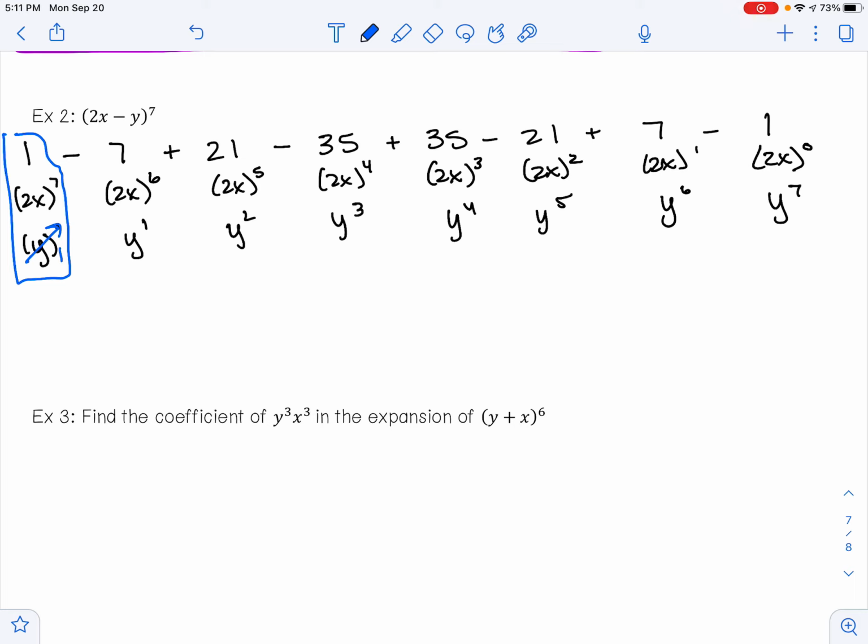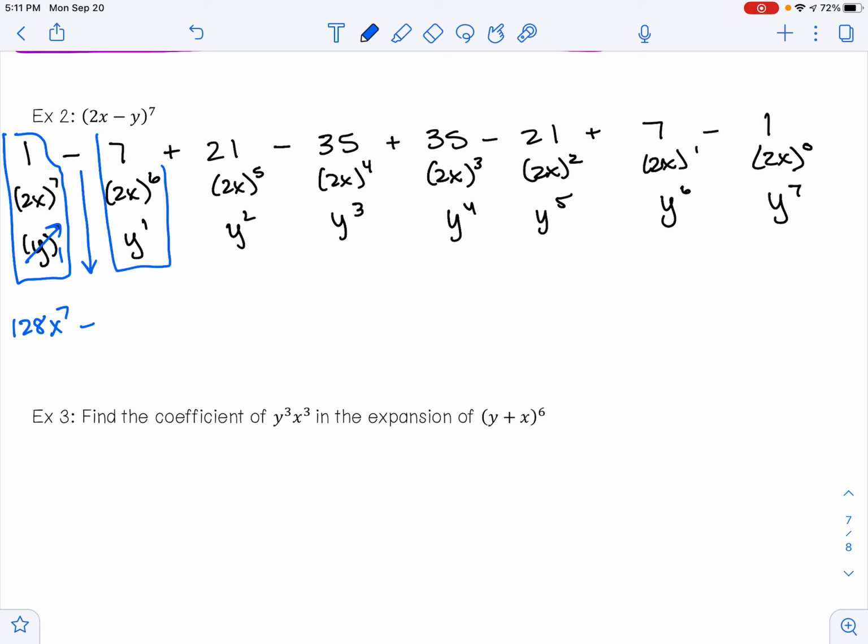Anything raised to the 0th power is 1. 1 times 2x raised to the 7th. Here I have to use my product property. 2 needs to be raised to the 7th, and x needs to be raised to the 7th. So 2 raised to the 7th power in my calculator is 128 x to the 7th. I'm going to bring down my minus sign.